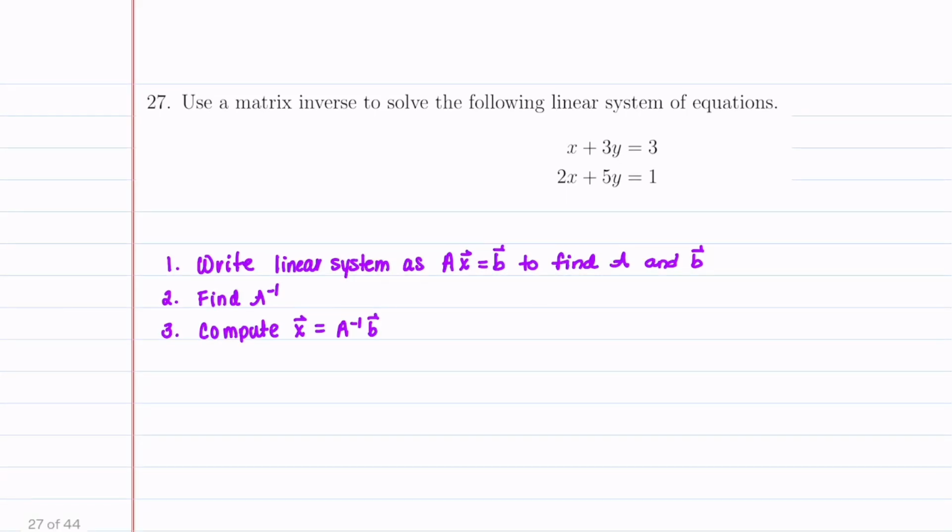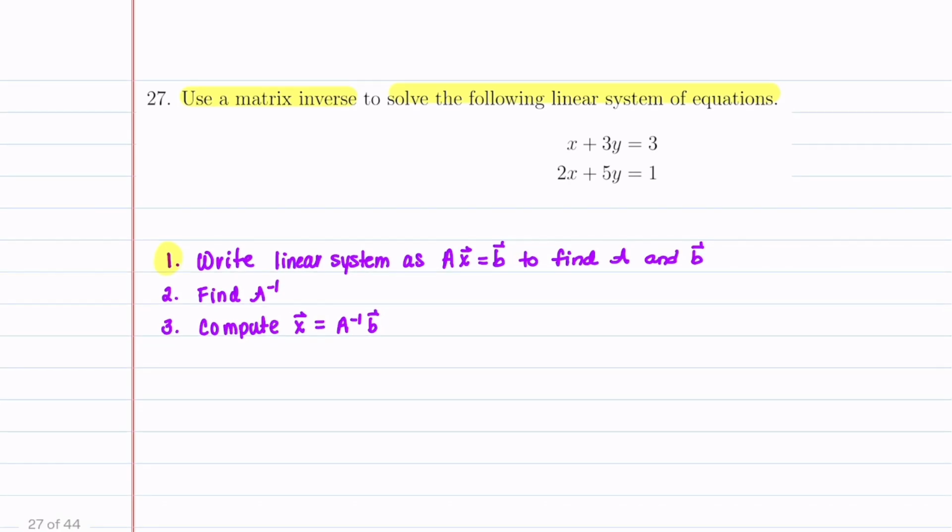In this problem, we're going to use a matrix inverse to solve the following linear system of equations. There are 3 steps that we need to follow to do this. The first step is that we're going to write the linear system as A times X is equal to B. That's just a matrix A times a vector X is equal to a vector B. And we're going to do that so that we can find our matrix A and our vector B. The second step is that we're going to find A inverse, and then we can find the solution to our linear system by computing X is equal to A inverse times B.